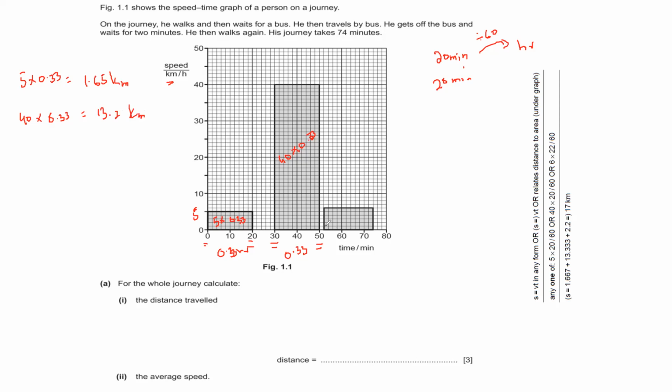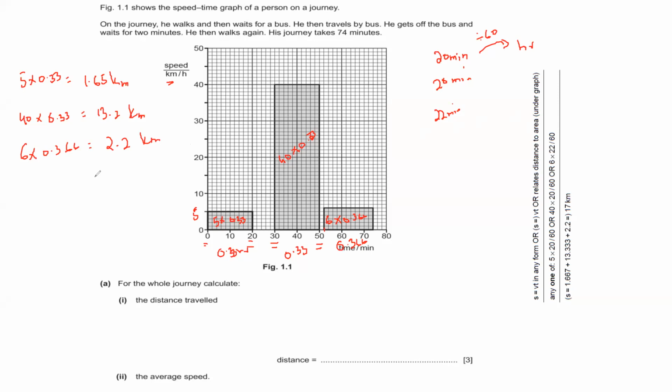And the last one, it is starting at 52 and ending at 74. So 74 minus 52 will give us 22 minutes. So the last interval is 22 minutes. Again, we have to convert, so we divide by 60: 22 divided by 60 is equal to 0.366. And the height here, after 5, it's 6, so it will be 6 multiplied by 0.366, equal to 2.2 kilometers.